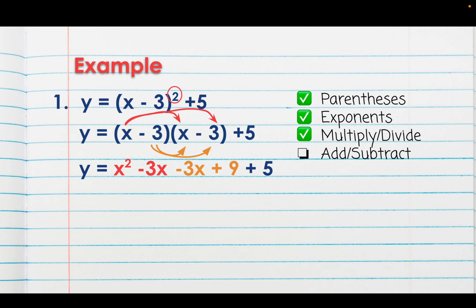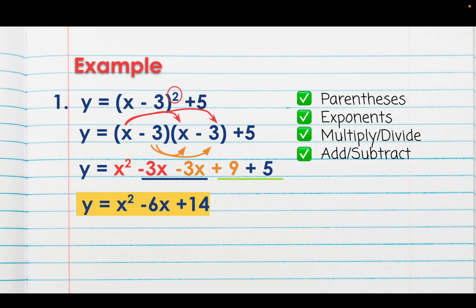Nice. All right, so my last step is to add and subtract. So I need to just combine my like terms. I see I have negative 3x, 9, and 5. So when I combine those, I'm going to get x squared minus 6x plus 14. And that's my final answer. That's as simplified as I can write it. So I am all done with this problem.